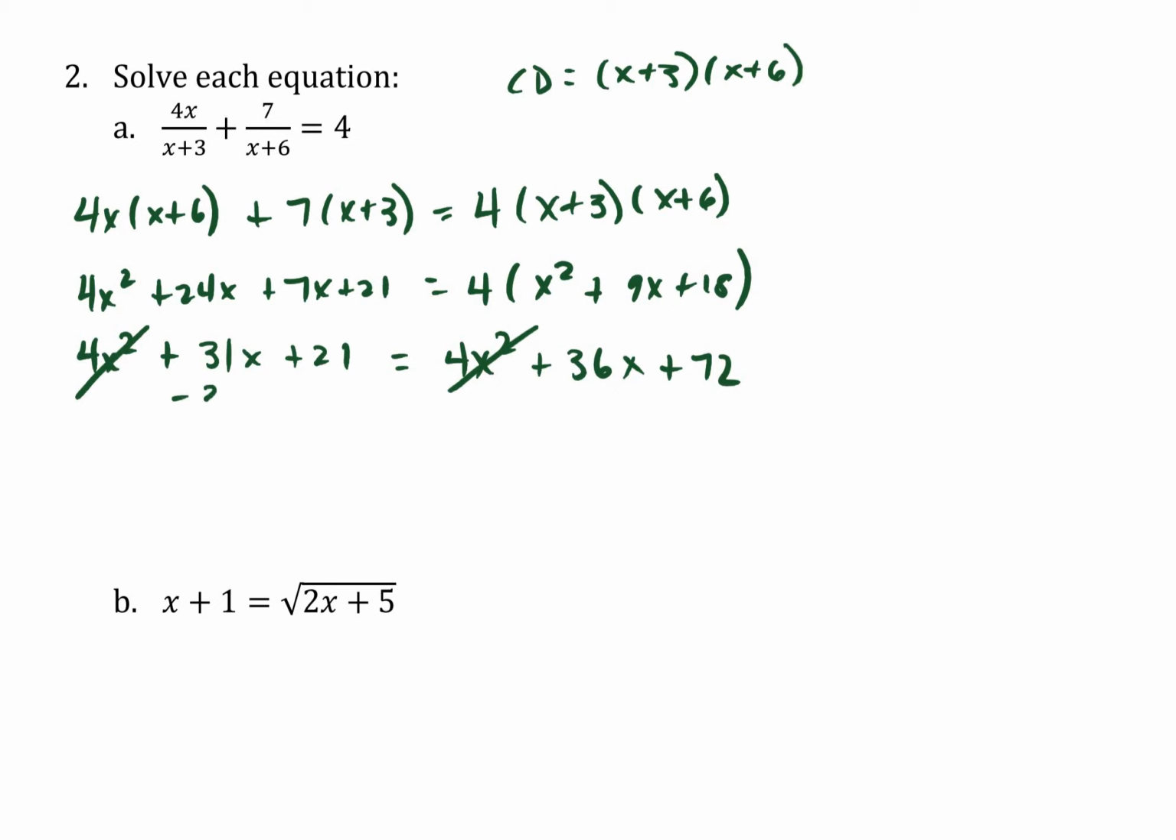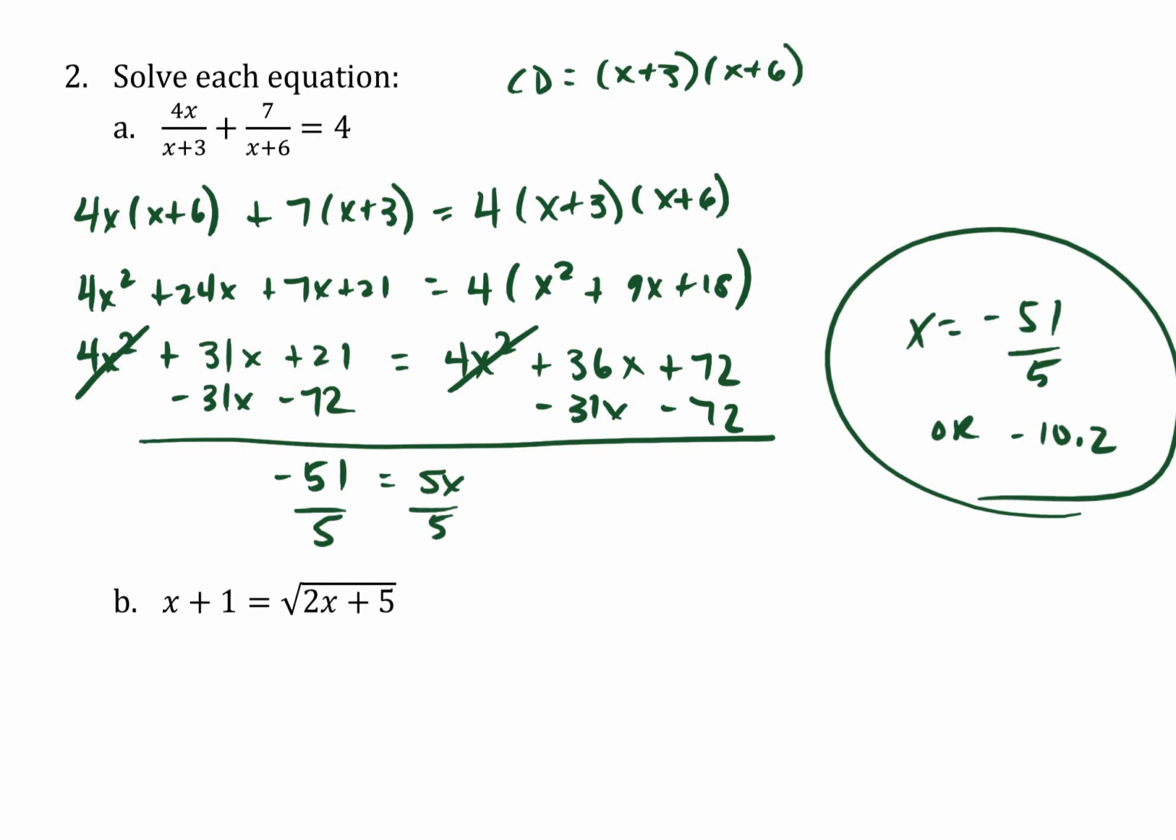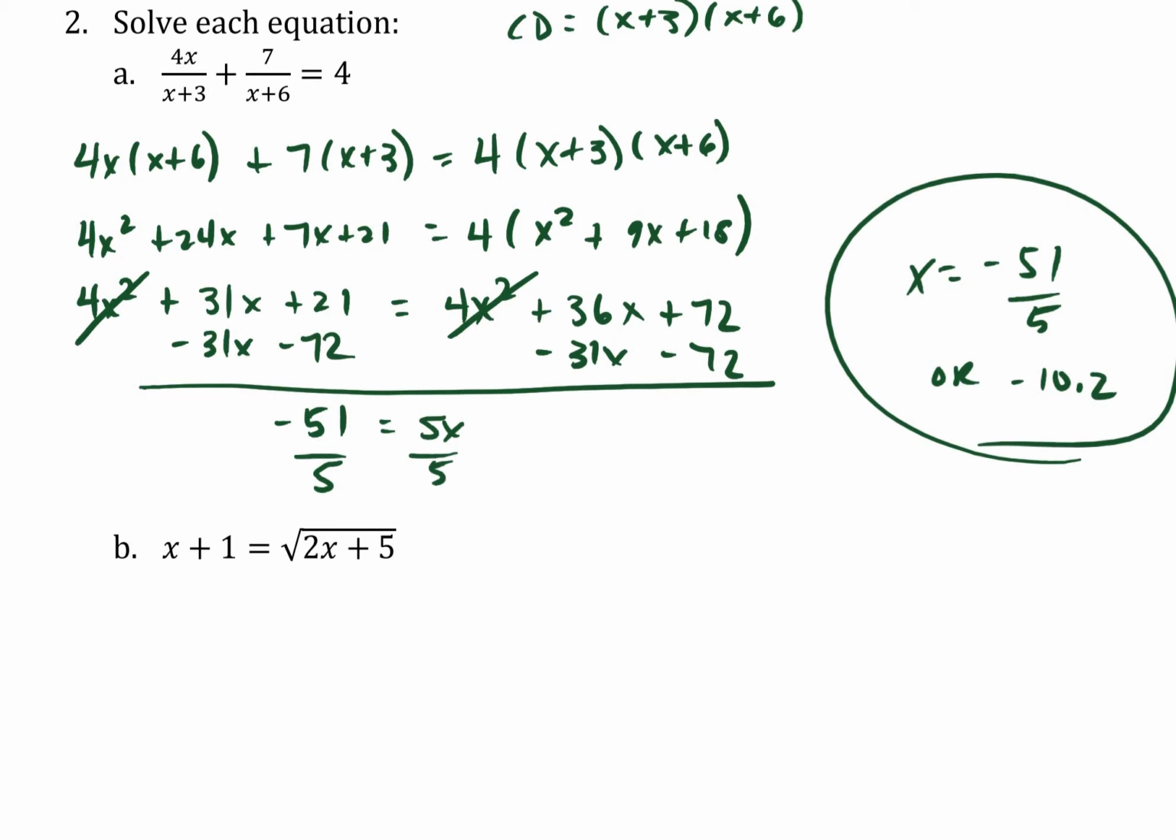So if I subtract 31x and subtract 72, I get -51 equals 5x. Divide by 5, and I get x equals -51 over 5, or -10.2. However you want to write it, doesn't really matter. Right? Fractions are our friends.